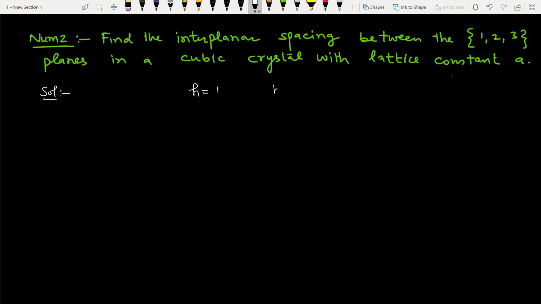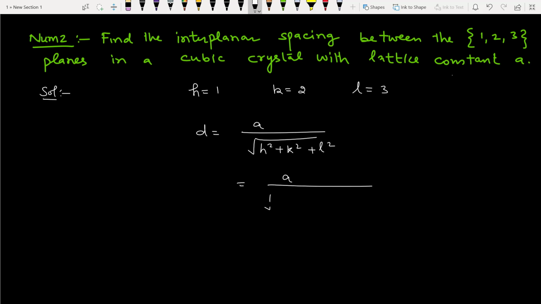H is equal to 1, K is equal to 2, L is equal to 3. D is equal to A divided by square root of H square plus K square plus L square, which is 1 square, 2 square, 3 square. So it is A divided by square root of 14. So this is the spacing between the parallel planes with Miller indices 1, 2 and 3.